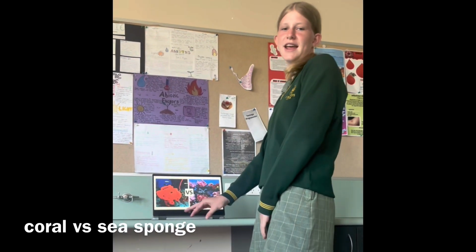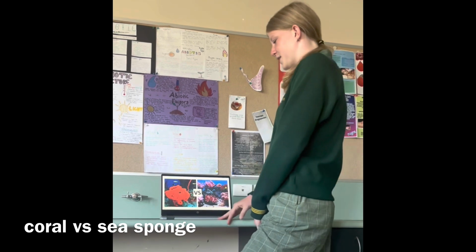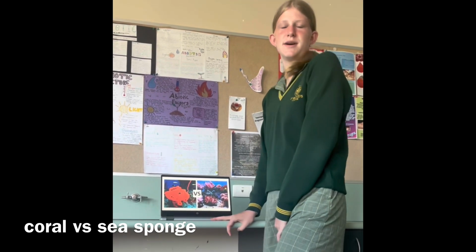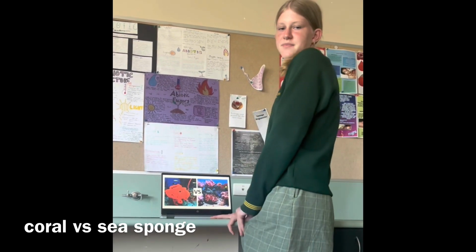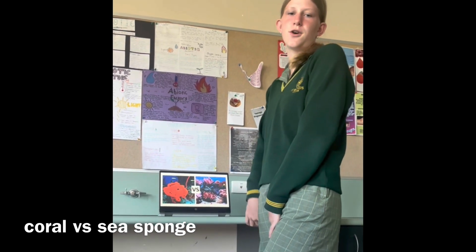We're now going to look at interspecific and intraspecific competition. To start us off, we have sponges versus coral. Sponges and coral are fighting for space. Competitive interactions between sponges and coral can often result in overgrowth of corals.